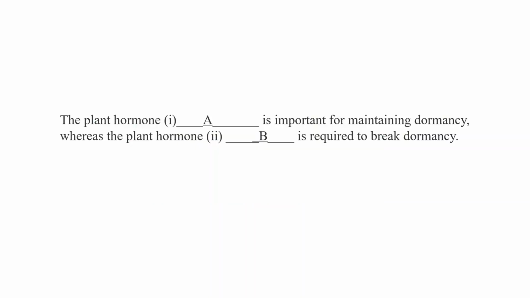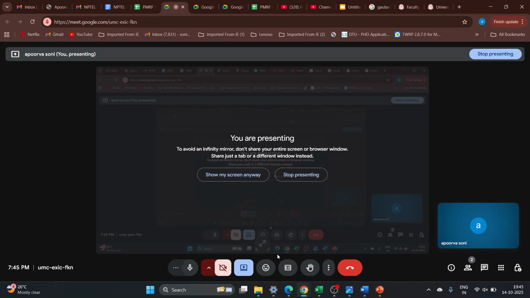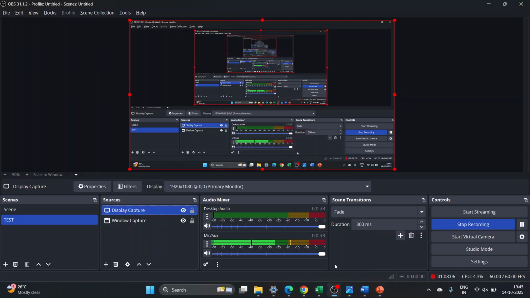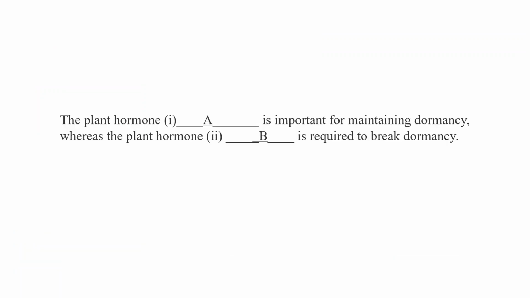Next question is: a plant hormone dash is important for maintaining dormancy, whereas the plant hormone dash is required to break the dormancy. Very easy question. Which hormone is required for maintaining the dormancy and which hormone is required for breaking the dormancy, that you have to tell. I'll give you 1 minute to answer this question.